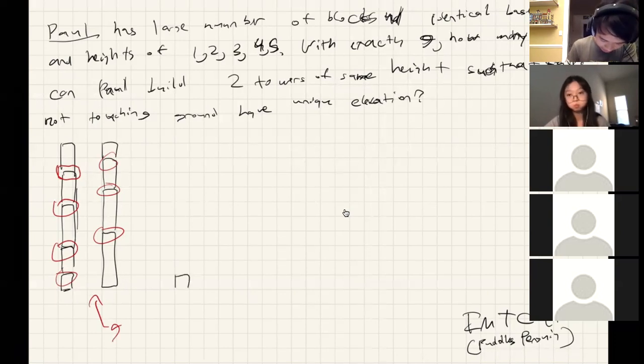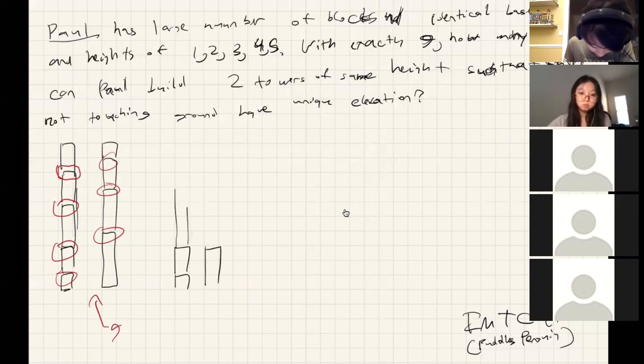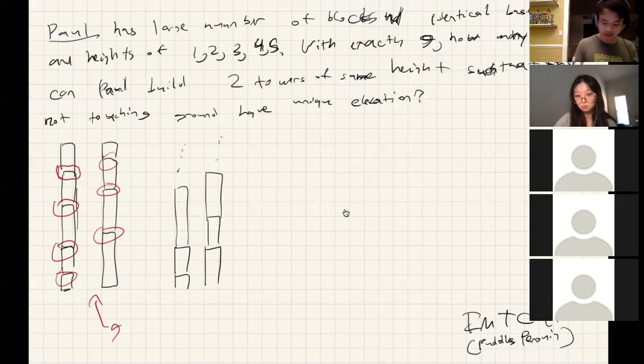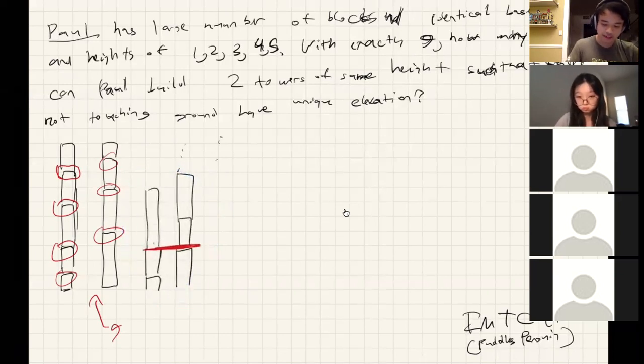On the other hand, something like this would not be okay, because look at these two. These two bases are on the same elevation. So these two towers will not be counted in our final count. This is bad, because two of the bases end up having the same elevation, and that's not what we want. Okay?